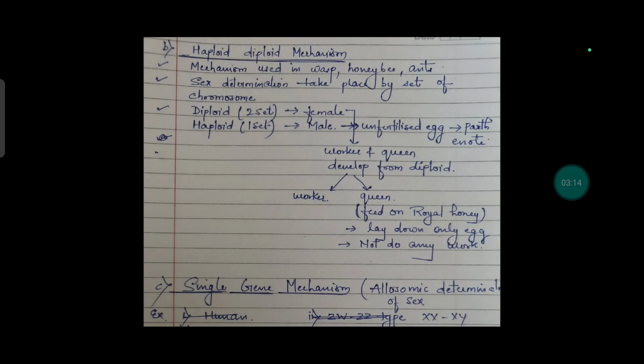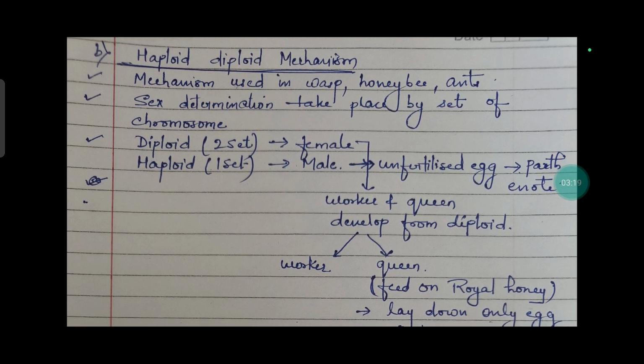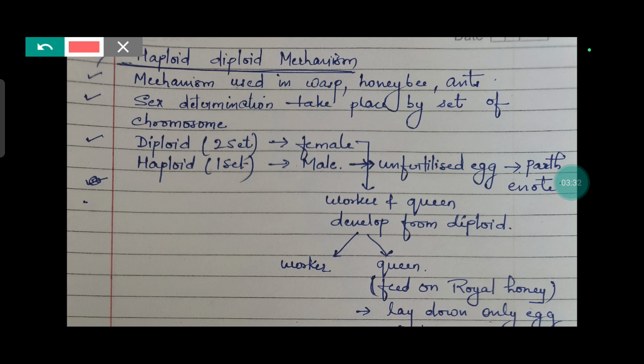Now come to our second option, that is the haploid diploid mechanism. So yes, this is also a sex determination mechanism, because we know that the haploid diploid mechanism is used in wasps, honeybees and ants. It means all the insect cases. In this type of sex determination, by the set of chromosomes we can define whether it is male or female.